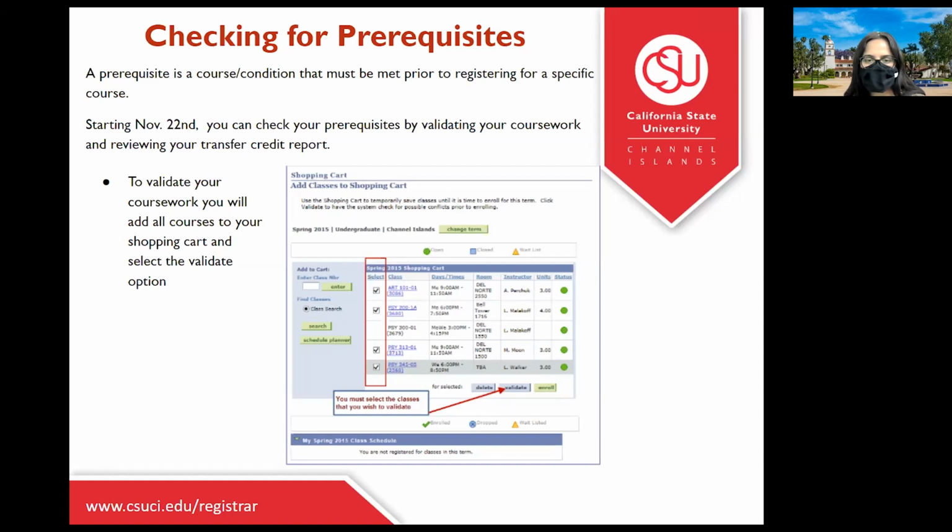Hi, everyone. Okay, so now we'll go over prerequisites, how to check for them, and then kind of what happens if you need them updated or, you know, things like that. So to start off, a prerequisite is a course condition that must be met prior to registering for your specific classes.